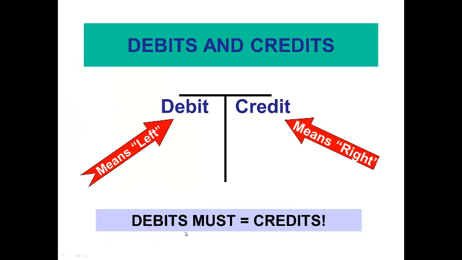We're going to increase and decrease accounts with debits and credits. Debit just means left and credit means right. Neither of them mean increase or decrease because some accounts are increased with debits and some accounts are increased with credits. But after all debits and credits have been entered, they must equal. And that way we know that the accounting equation is in balance. So we don't have to worry about saying assets equals liabilities plus owner's equity anymore. If debits equal credits, we know that our accounting equation is in balance.